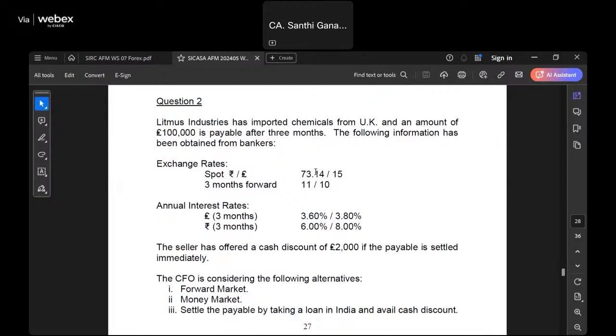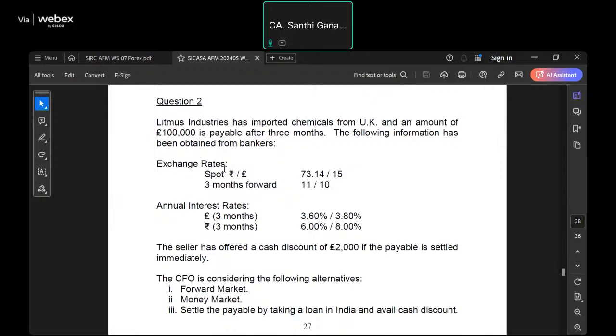Okay. Now, first forward market. The CFO is considering forward market, money market, and settling the payable by taking a loan in India and availing cash discount. An amount of 100,000 pounds is payable in 3 months' time.